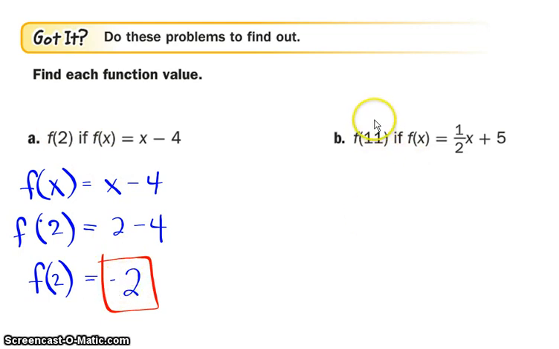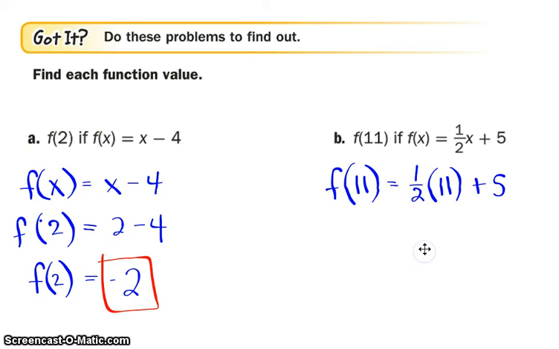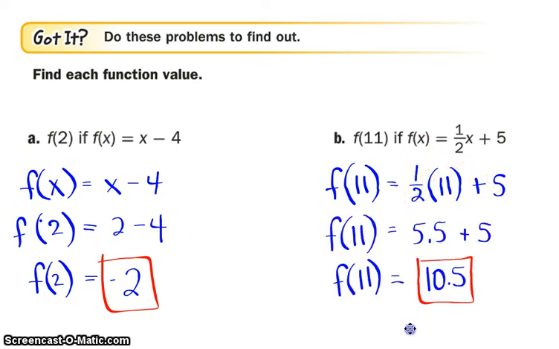Okay, over here we're going to plug in 11 for x. So 1/2 times 11 plus 5 is 10.5. Okay, so again, it's just a different way of writing a substitution problem.